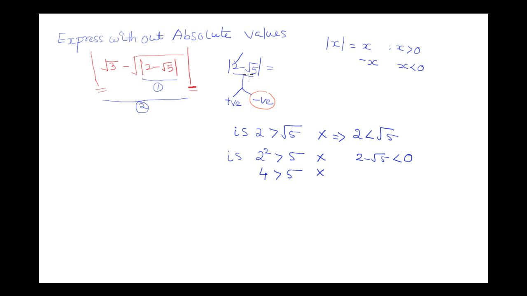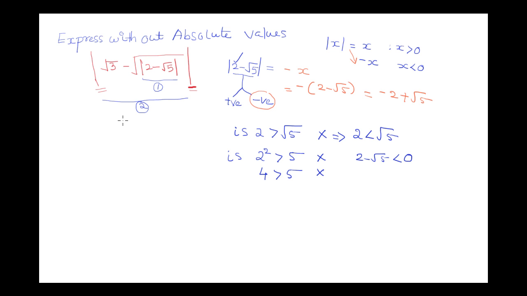Now, when 2 minus root 5 is negative, we have to use the second part of the absolute function definition. Then this becomes minus of x. Here x is 2 minus root 5, so minus x is minus of 2 minus root 5. When you open the bracket, this negative applies to both numbers, so it becomes minus 2 plus root 5. Now this value you have to substitute back here.